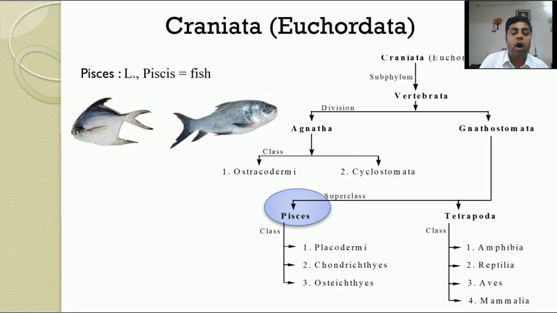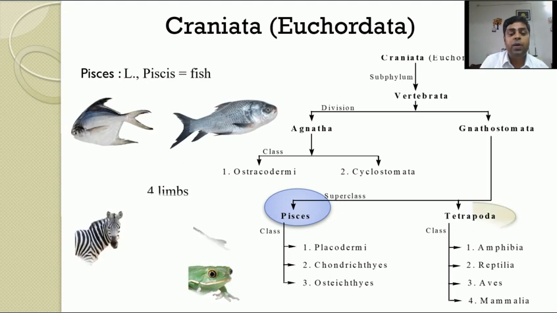Among these, the word Pisces comes from the Latin origin, and Pisces means fish. This superclass contains all the aquatic organisms which we commonly know as fishes. It has three classes further: Placodermi, Chondrichthyes and Osteichthyes. This classification is again based on what kind of endoskeleton is there, whether it is cartilaginous or bony. Accordingly, it can be classified into three classes.